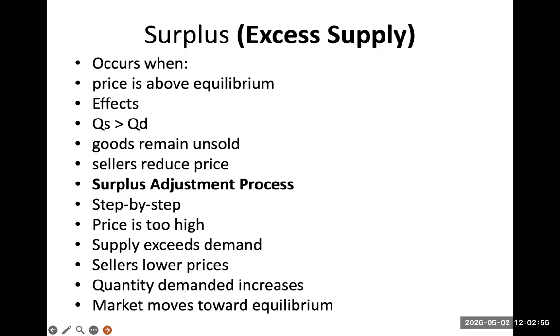Therefore, in effect, the quantity supplied is greater than the quantity demanded. Therefore, there are a whole lot of goods unsold. So for them to catch up with the goods, they have to reduce their prices. Reducing their prices will push the quantity supplied to the equilibrium level.